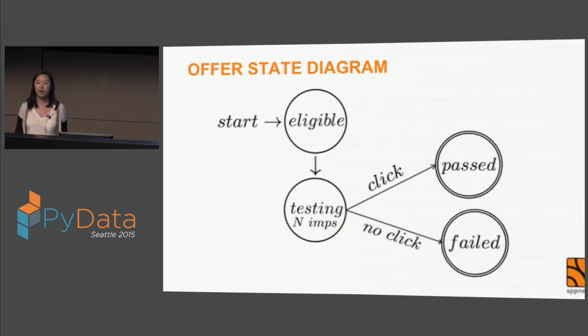So here's just a state diagram of what the offer looks like. First, it goes into an eligible state. Then it starts testing. It tests for n impressions. And if it gets a click, it passes. If it doesn't, it fails.